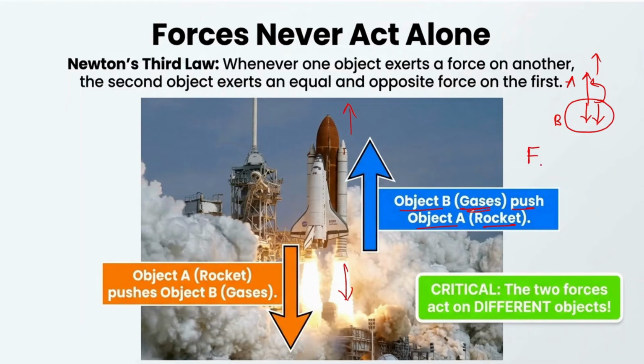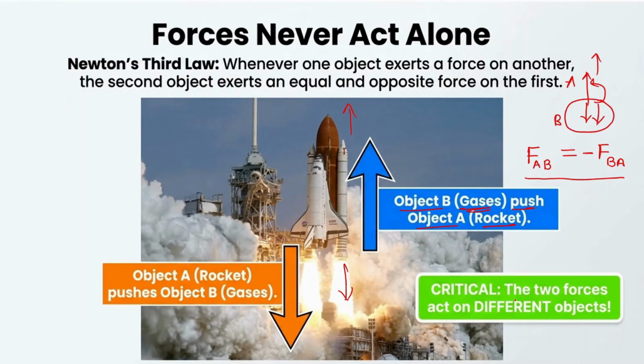So the force on the rocket due to the gases is equal to the force on the gases exerted by the rocket, and it will be the same magnitude but in the opposite direction. This is Newton's third law. Okay, here I write object A, rocket, pushes object B, meaning gases, in the downward direction.